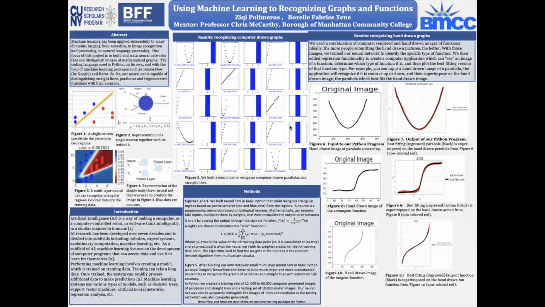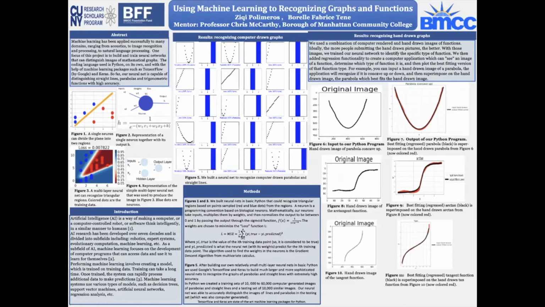To minimize the loss at the end of the sigmoid function, we use this formula of the gradient descent algorithm from multivariable calculus, which we name L here. In the other part of this project, we build a neural network to identify mathematical functions. To realize it, we use a combination of computer-rendered and hand-drawn images of functions. In addition, regression functionality has been applied to create a computer application which can see an image of a function and guess what type of function it is.